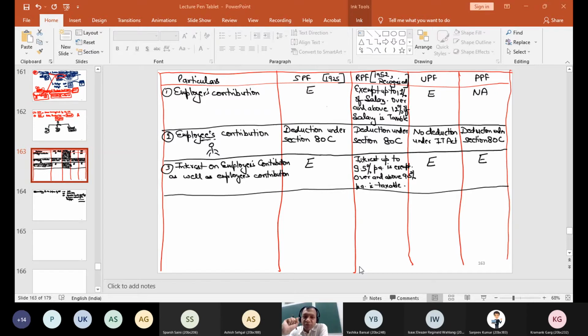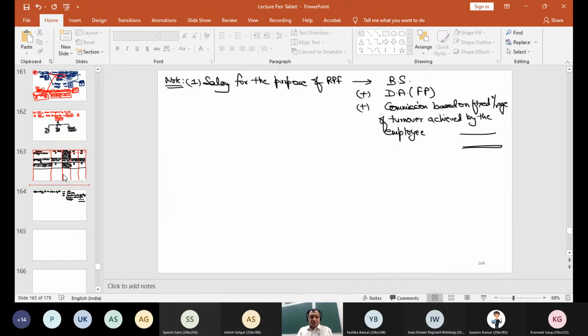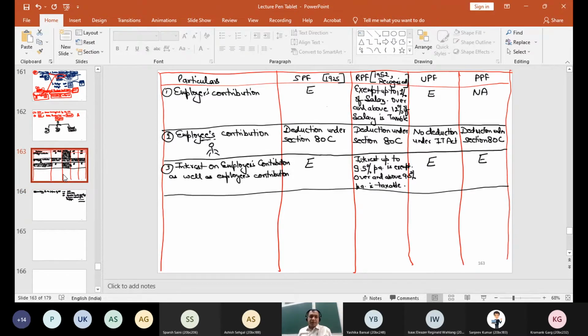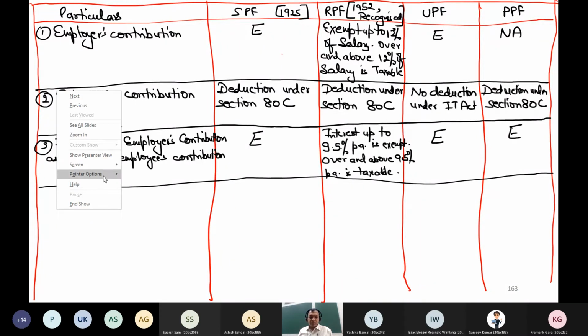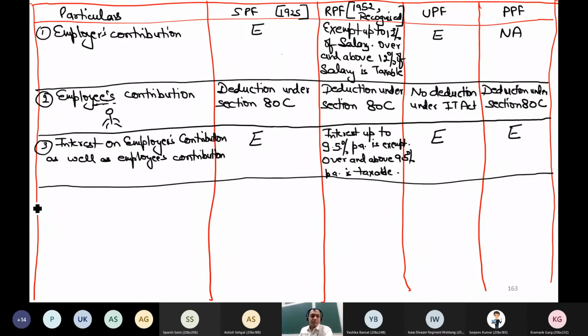Now one more event is left. What will happen at the time of retirement or when I will leave the job? I will get lump sum amount. So what will happen? Lump sum payment. Normally at the time of retirement, but by default you must know that at the time of leaving the job also it can be covered. Lump sum payment at the time of retirement or leaving the job.